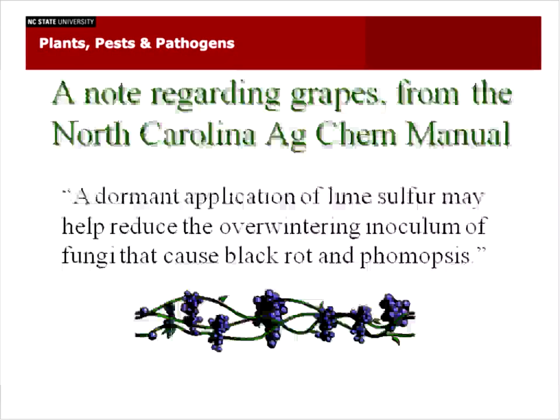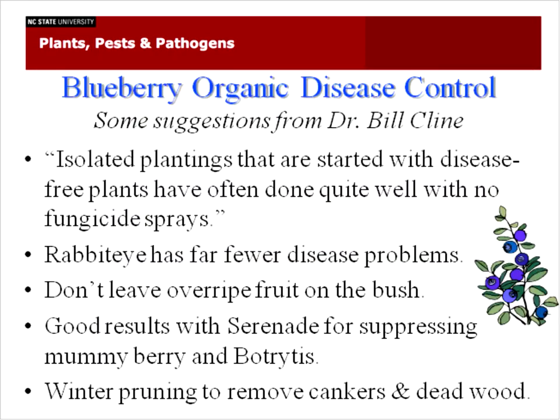A quick note that I found in the North Carolina Ag Chem Manual, which applies to a crop we didn't talk about, which is grapes: a dormant application of lime sulfur can help reduce the overwintering inoculum, or spores, the fungus itself, of the fungi that cause black rot and phomopsis for the next year.